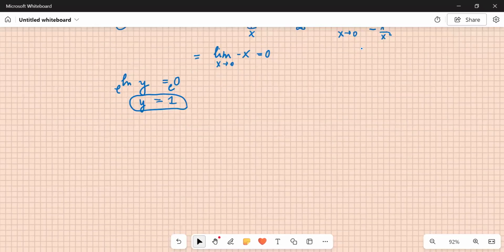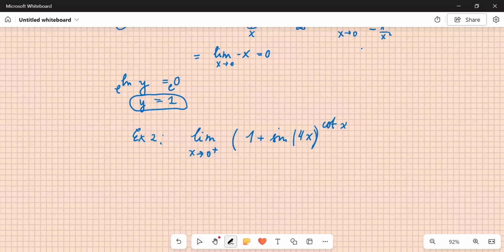Let's consider something more complicated. Example number 2. Limit of 1 plus sine of 4x to the power of cotangent of x. Looks like a very crazy limit as x approaches 0 plus.